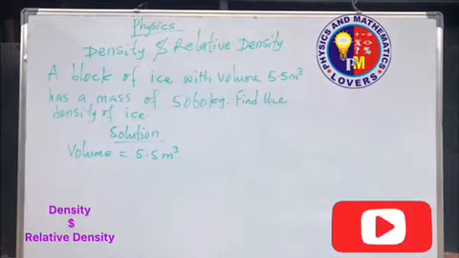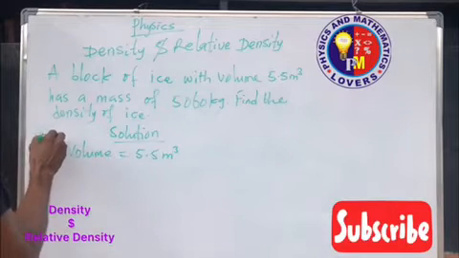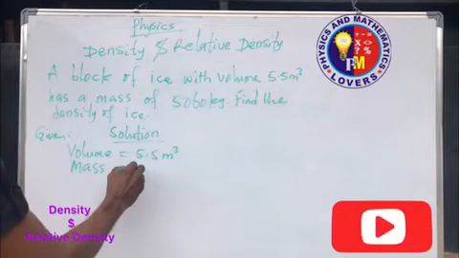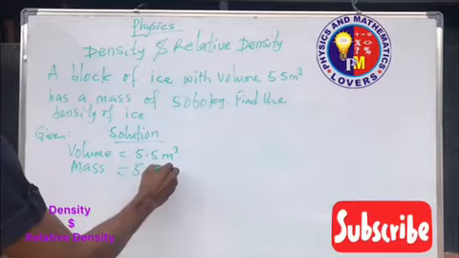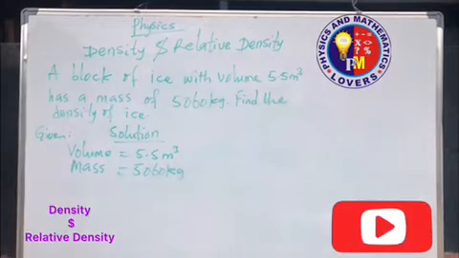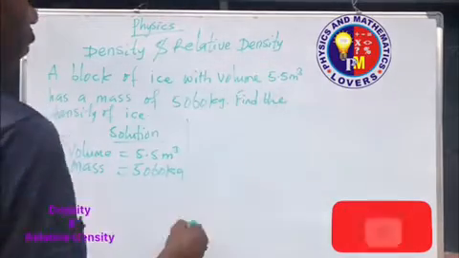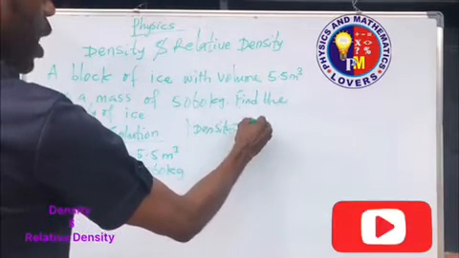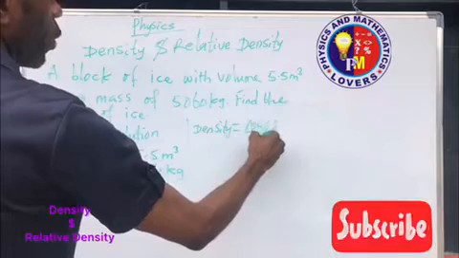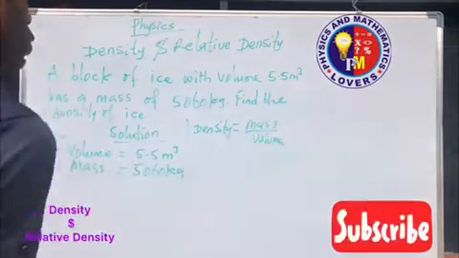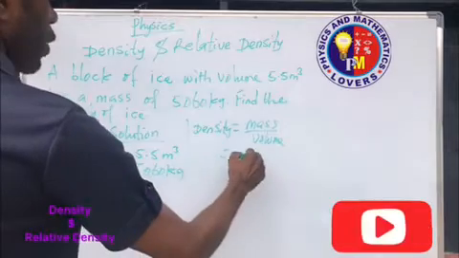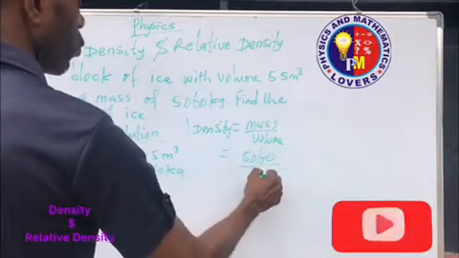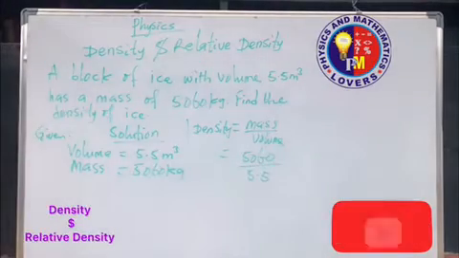The next one is the mass given. So you write your given here. The mass is equal to 5,060 kilogram. So you can quickly recall your density formula. Density is equal to mass over volume. Our mass here is 5,060, then volume is 5.5. So just simple division and you get your answer.